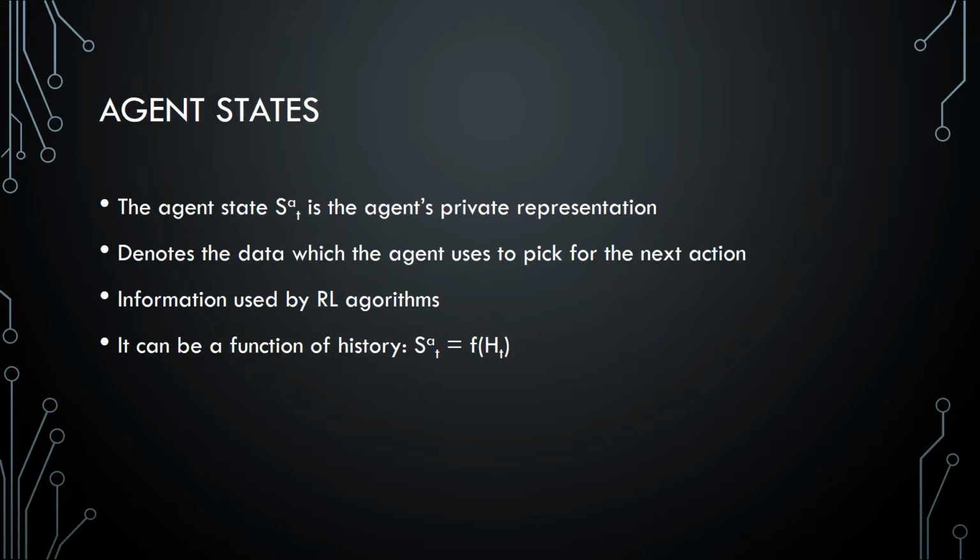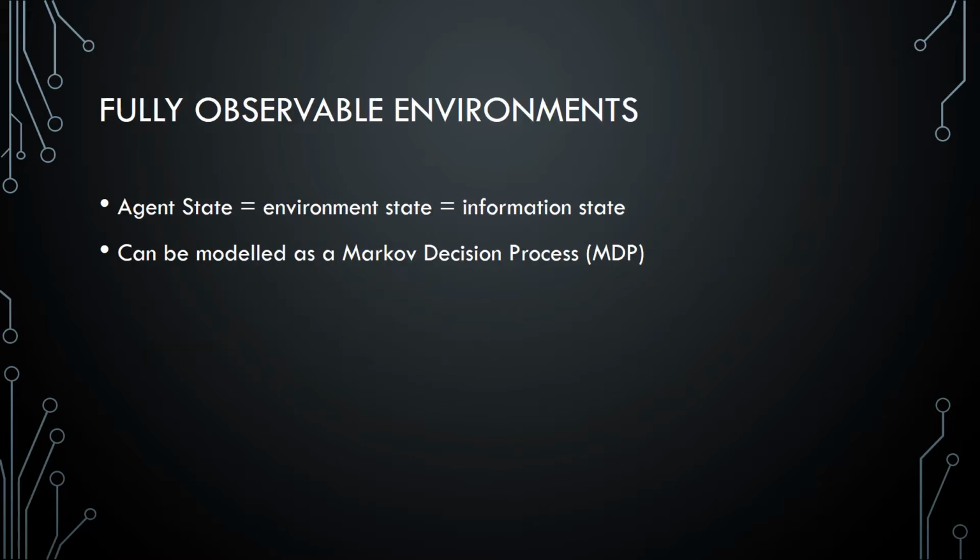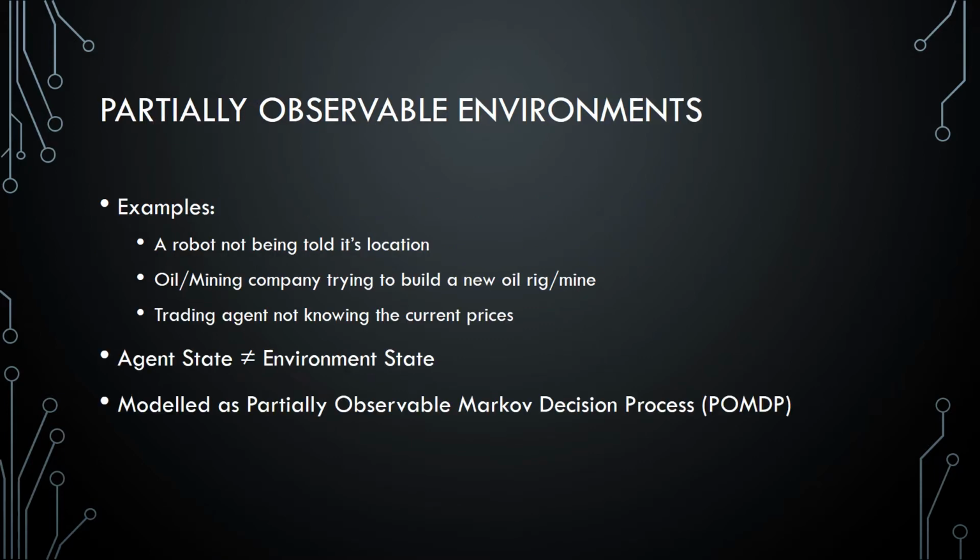Agent state. The agent state is the agent's private representation. It denotes the data which the agent uses to pick the next action. It is the information used by the reinforcement learning algorithms. It can be a function of the history of the previous states, actions and observations. For fully observable environments, the agent state equals the environment state equals the information state, and it can be modeled as a Markov decision process.